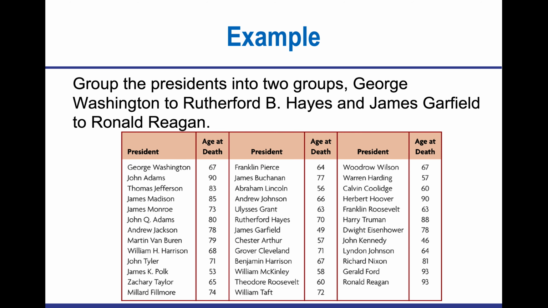Here's an example as well. We also have presidents that are grouped into two groups. We've got George Washington to Rutherford B. Hayes and James Garfield to Ronald Reagan. Then we're putting their information for their age at death. We separated them into these nice columns to help us sort the data appropriately.